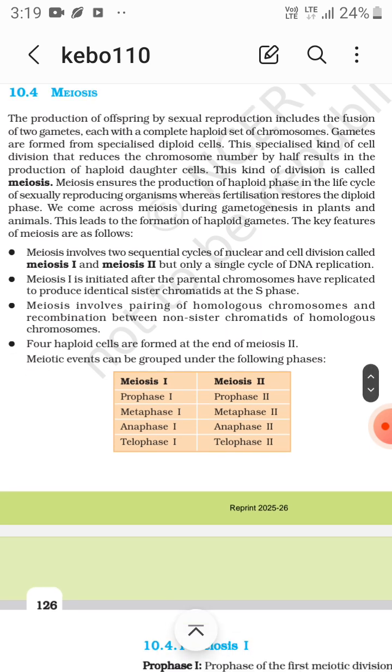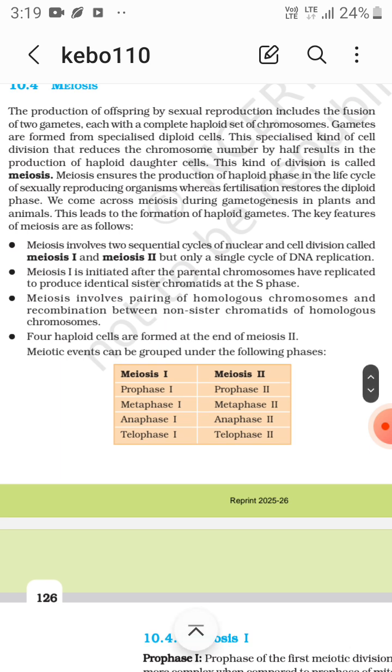The key features of meiosis are as follows. Meiosis involves two sequential cycles of nuclear and cell division called meiosis 1 and meiosis 2, but only a single cycle of DNA replication. Only a single cycle of DNA replication.